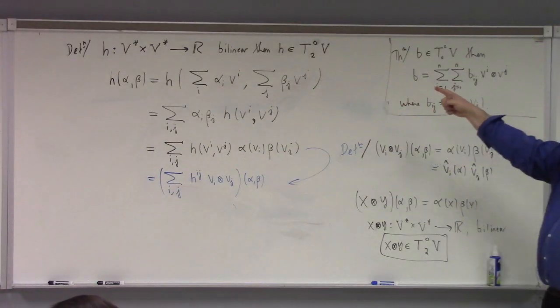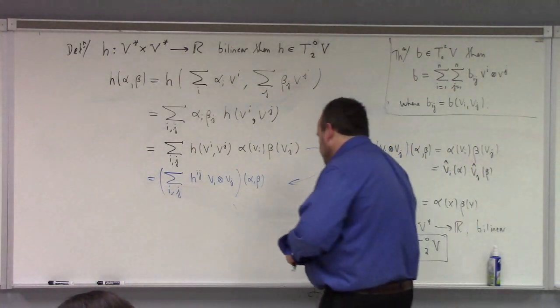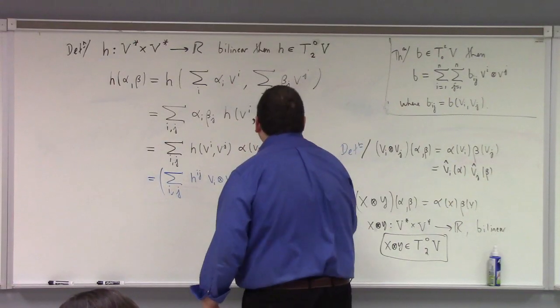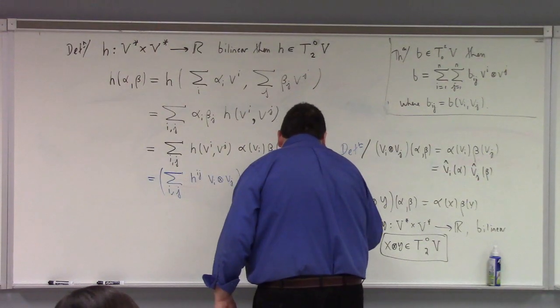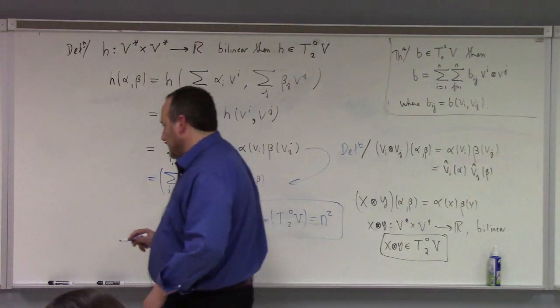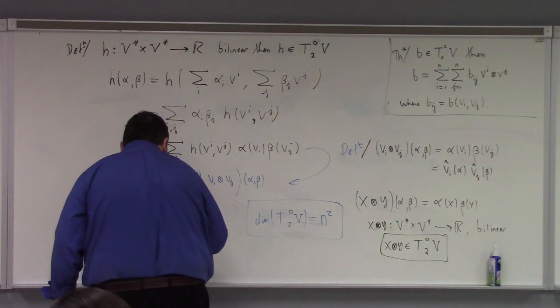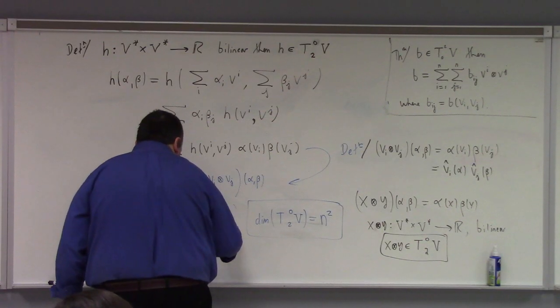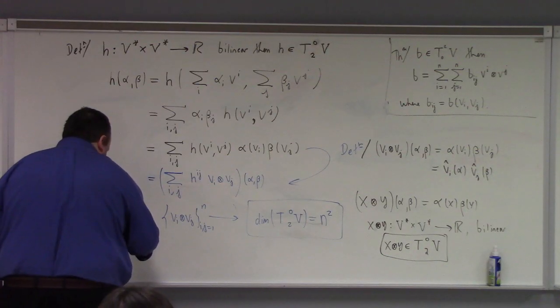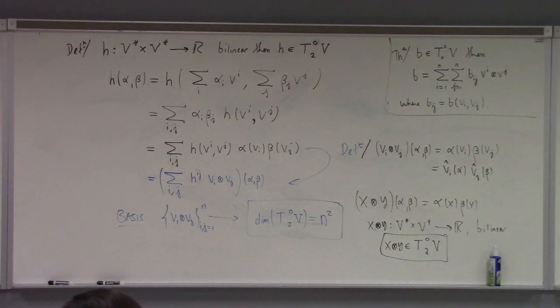So it's not hard to see that the dimension of this thing is again going to be n squared, because essentially these things form a basis, just like the upsilon was a basis.